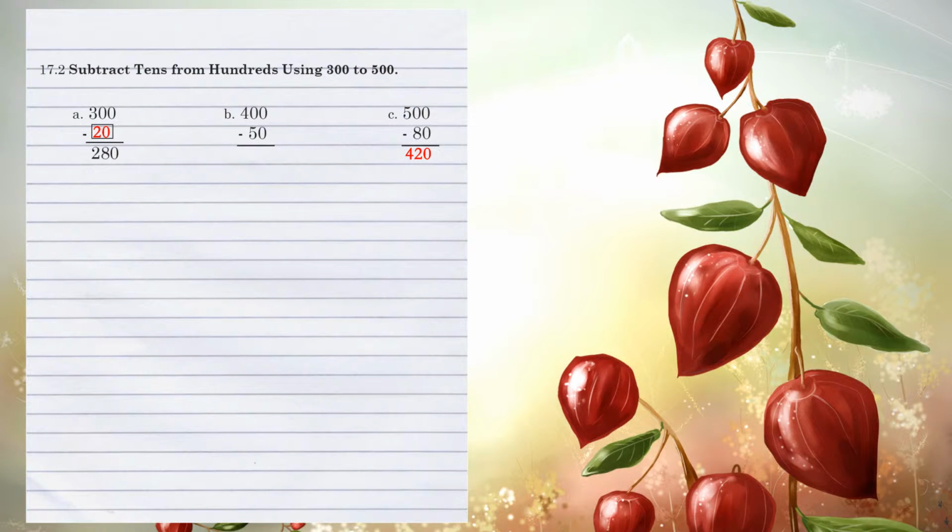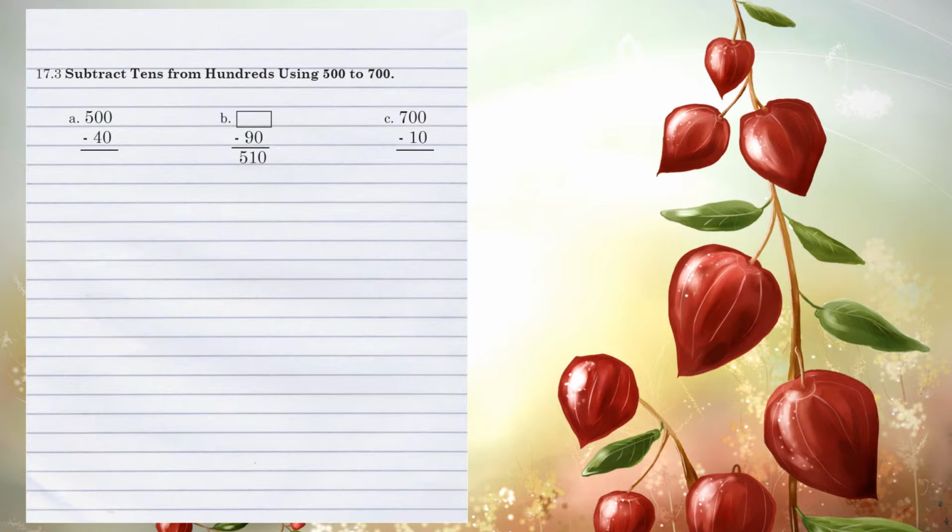Let's look at example B. 400 minus 50. Starting with the ones column. 0 minus 0, 0. Tens column. Cannot subtract 5 from 0. So we're going to come over here, cross out the 4, make it a 3. Take that borrowed number, make the 0 a 10. Now 10 minus 5 is 5. The 3 just comes down for an answer of 350.